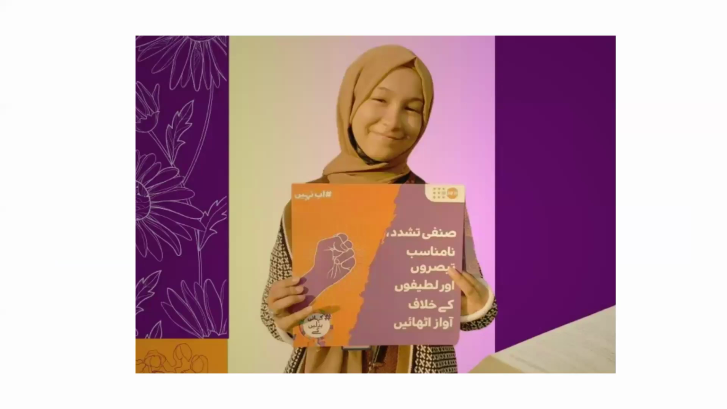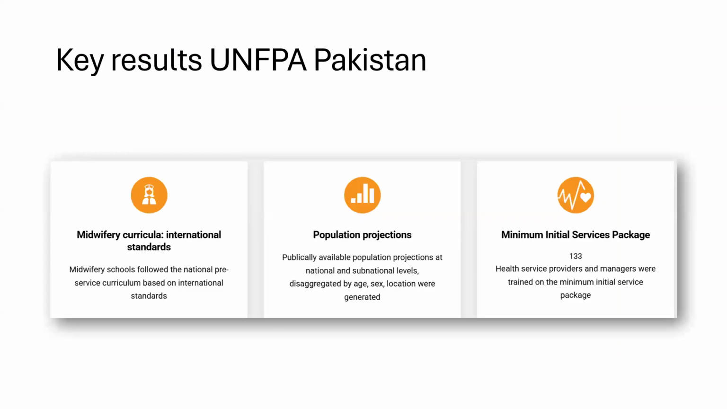This is an image taken from the UNFPA Pakistan website. As you can see, it has a girl, and the message which she's showing is in Urdu. And this was the key message on one of their home pages at the UNFPA website. It is about their current strategy to overcome digital gender-based violence. Key results of UNFPA Pakistan include midwifery curricula at international standards, population projections, and minimal initial service package.